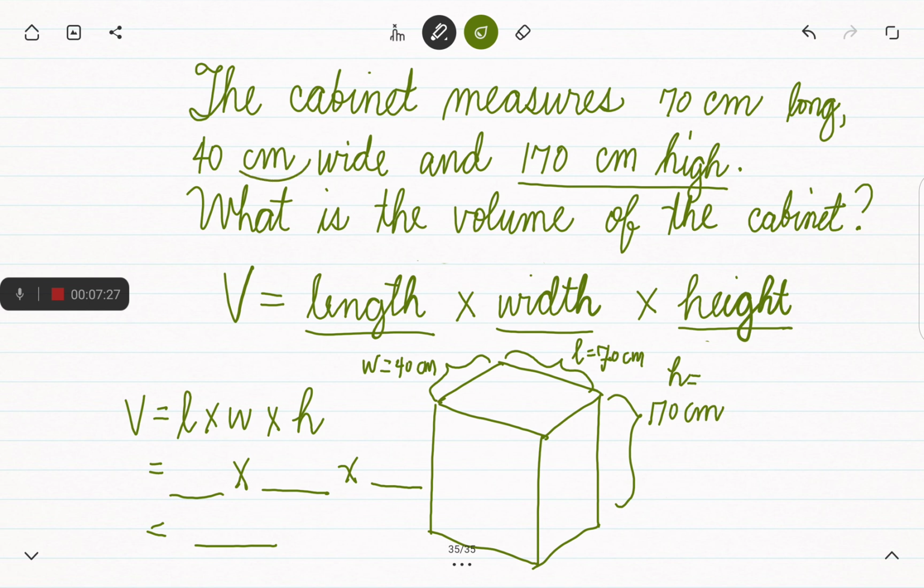And notice that the measure is centimeters. So for volume, it will be centimeter cube, because you have 3 unit measures. You have 3 units there. So that's centimeter cube or cubic centimeter. So what do you think is the answer for number 3?